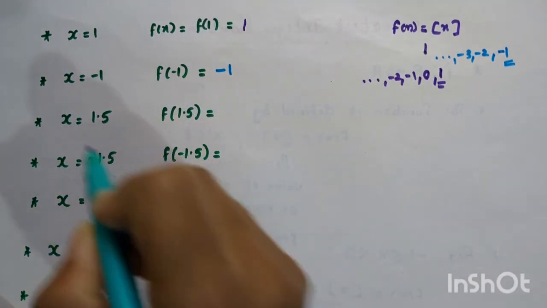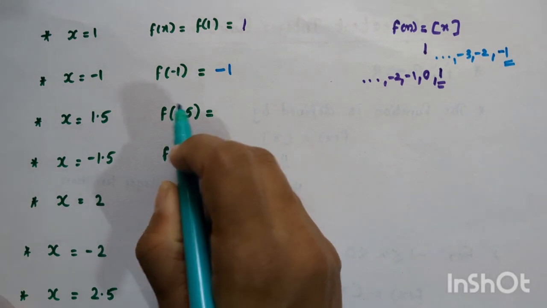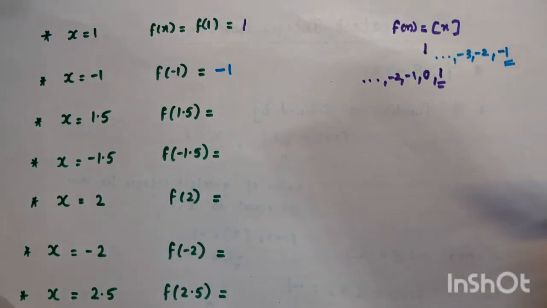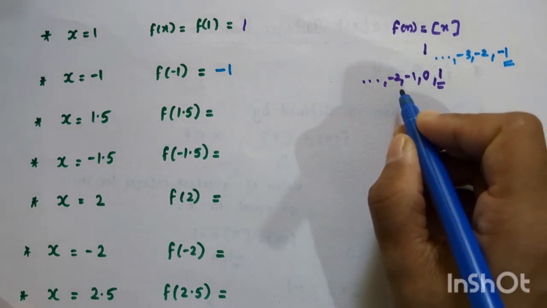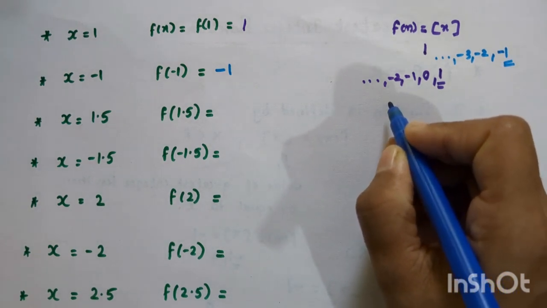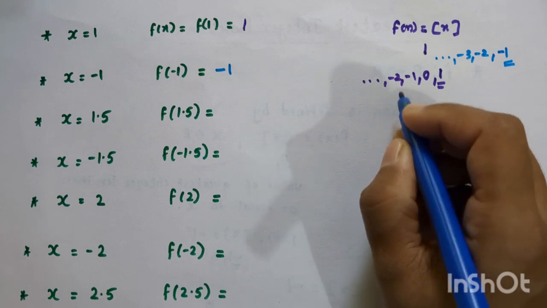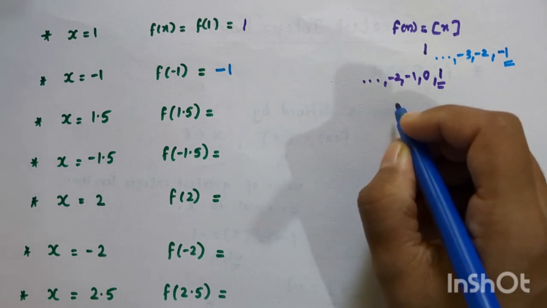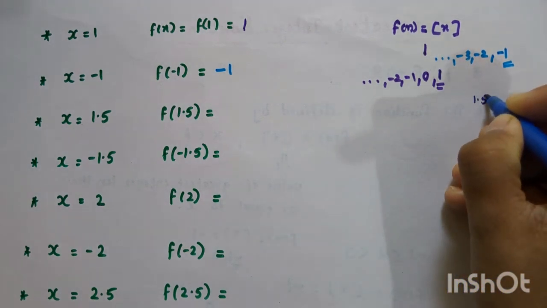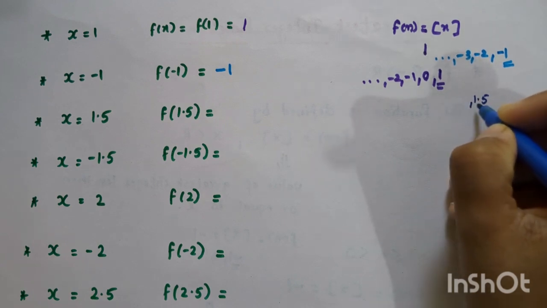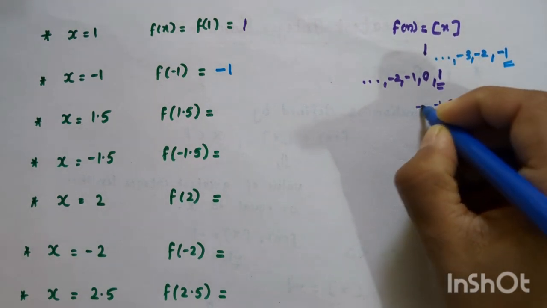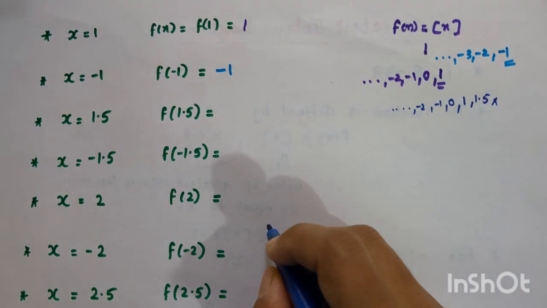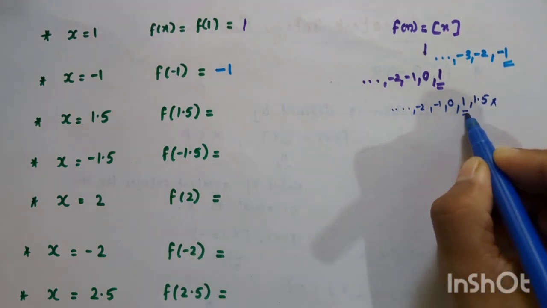Similarly, when x is equal to 1.5, what about the greatest integer function f of 1.5? When x is equal to 1.5, f of 1.5 can have values less than or equal to 1.5. That should be the greatest integer less than or equal to 1.5. Here we have 1.5, which is actually not an integer, so 1.5 cannot be considered. So less than 1.5, the integers are 1, 0, minus 1, minus 2, etc. to this side. Among these, the greatest integer is 1.